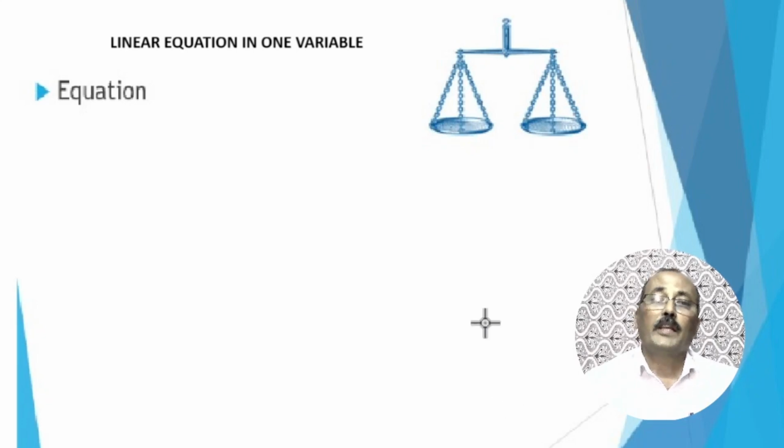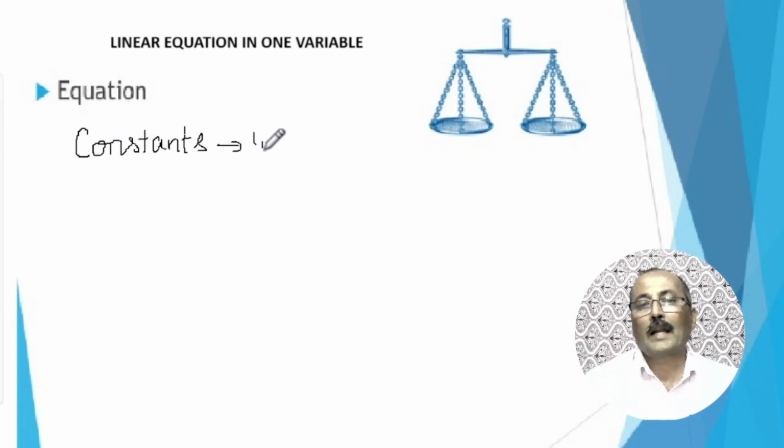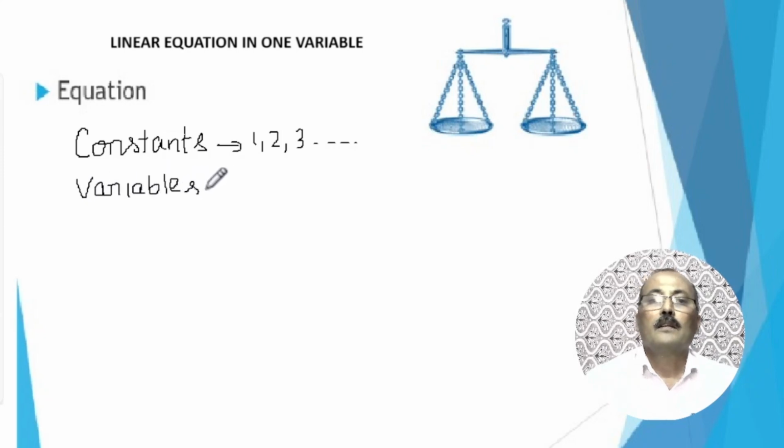First, we want to know some terms like constant. What are the constants as you studied this in class 6? The numbers 1, 2, 3, etc. all are called constants. Then what is a variable? What is meant by variable? The alphabets X, Y, Z, A, B, etc. all are variables.